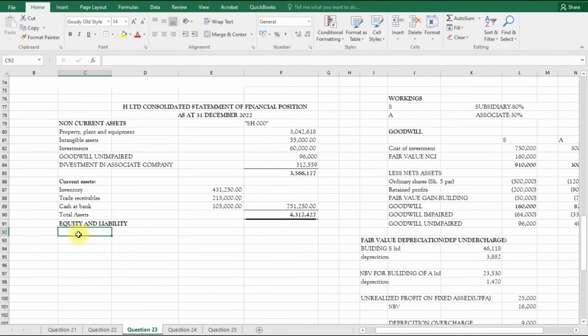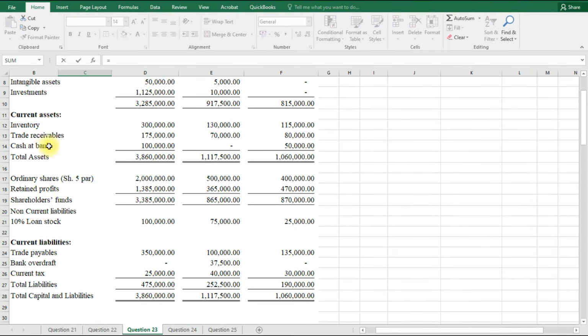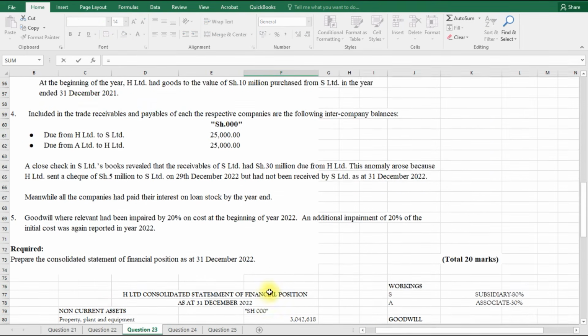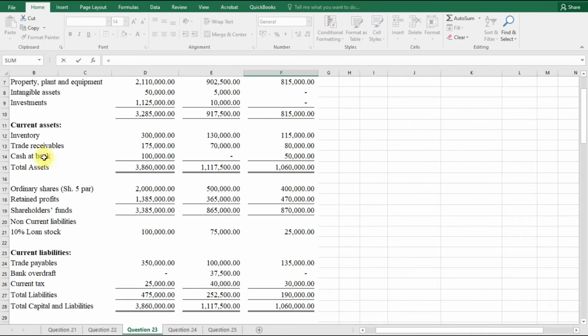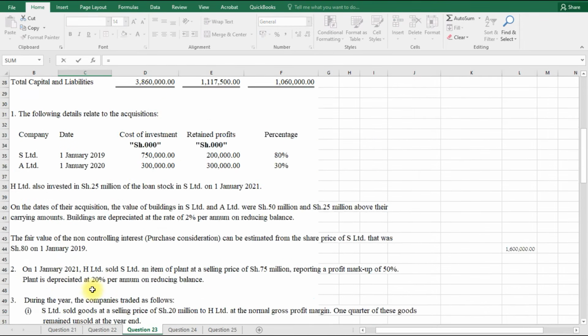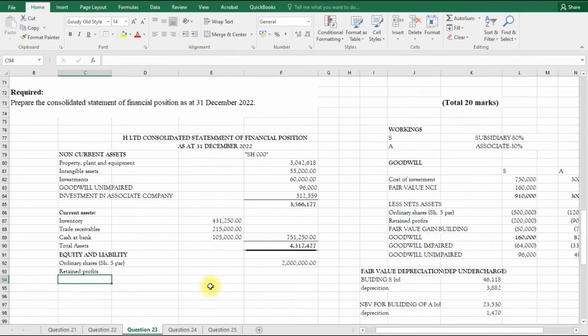Equity and liability, and we'll start with ordinary. Just pick the wording ordinary shares, and for ordinary we normally take only the holding company. We don't consolidate for the ordinary shares, only the holding company. So the ordinary shares we don't consolidate. The next thing is the retained. We shall calculate our retained earnings. We just pick the wording for the retained earnings.